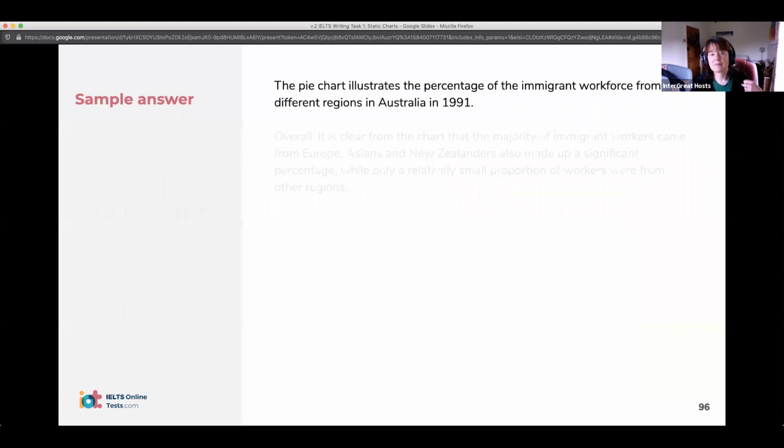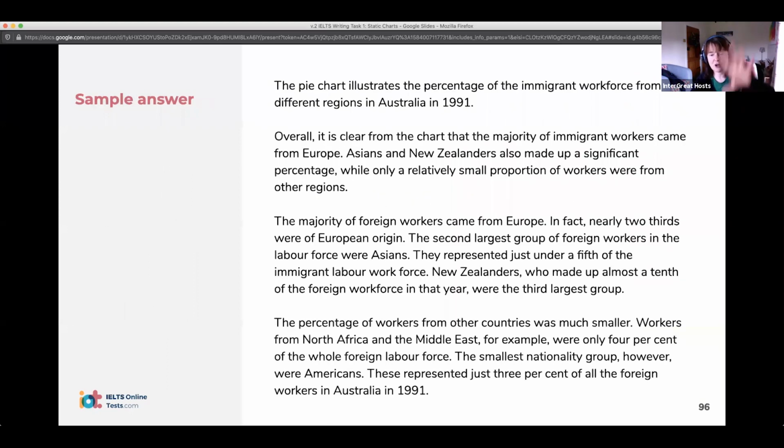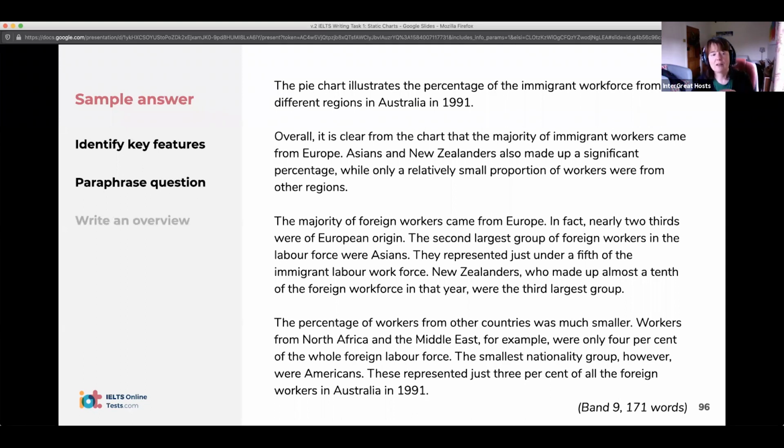So here we have the total answer. Okay. Band 9 before anybody else, yeah. 171 words. So remember, in the overview, key features only, no figures, no details. Introductory sentence, paraphrase the question, okay.